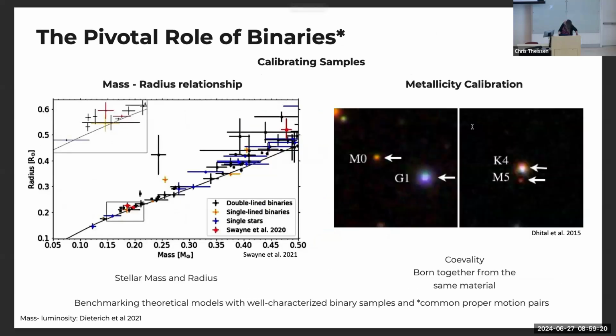So then I want to highlight here the important role of binaries. We know this. The only way that we can get reliable masses is by using binaries, and I show here a plot of the mass-radius relationship. But also binaries were fundamental to calibrate metallicity relationships for M dwarfs, under the assumption that these systems formed at the same time from the same material.